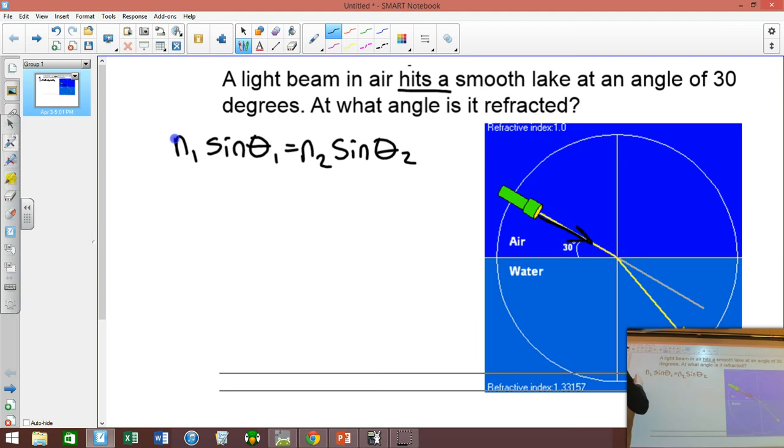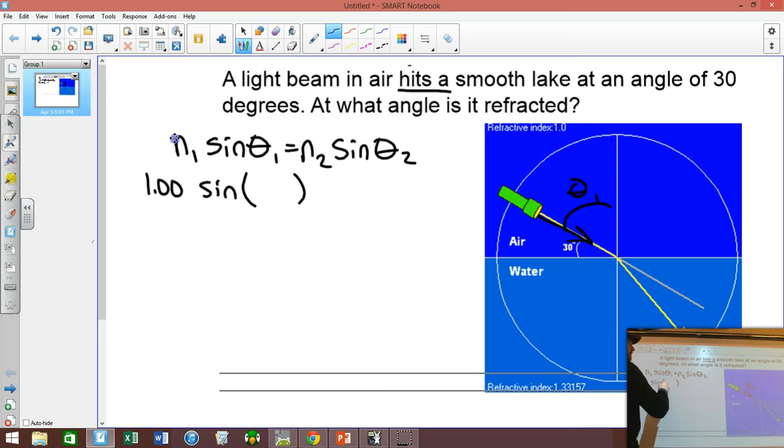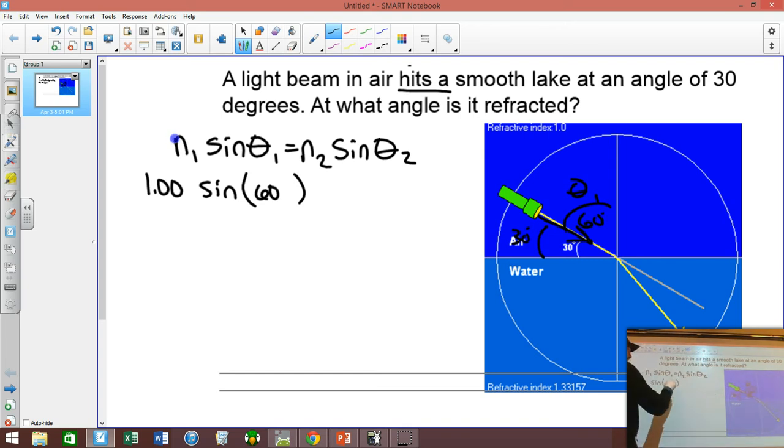And it's going into, so the index of refraction for air is 1.00 times the sine of my angle of incidence, which is 30 degrees. Ooh, careful. It looks like the picture's labeled that this is 30 degrees, so that means that this is 60 degrees. We're going into water.